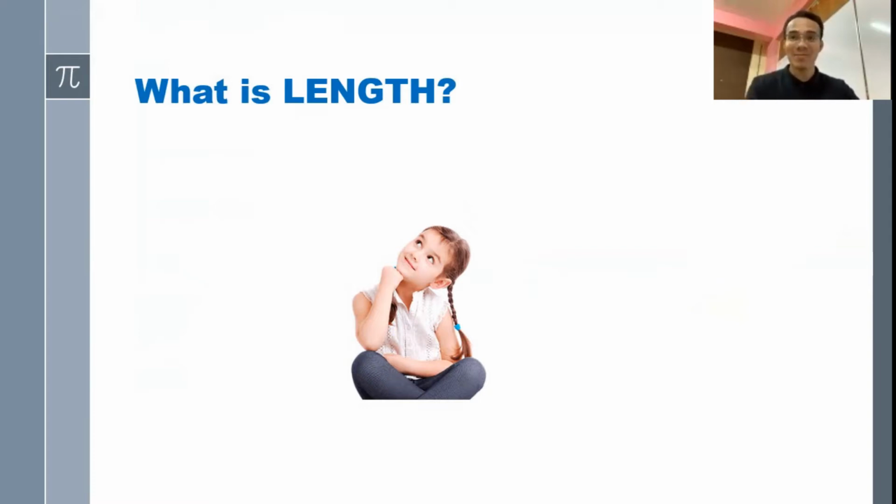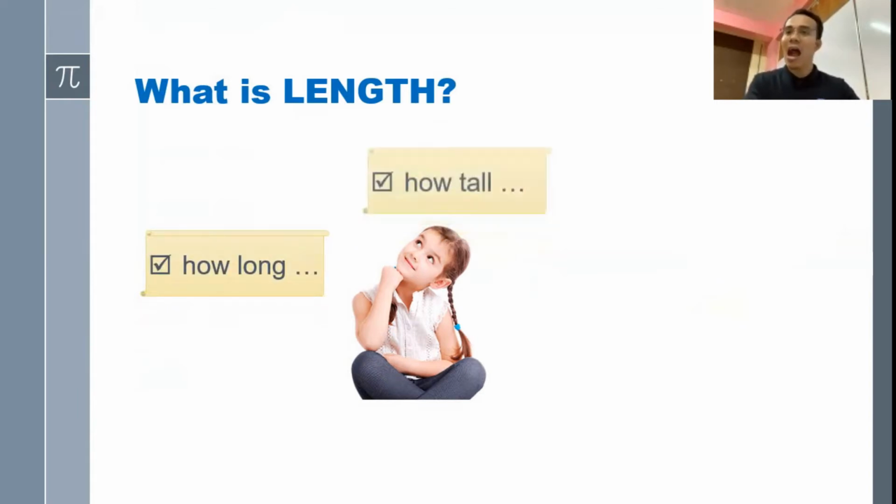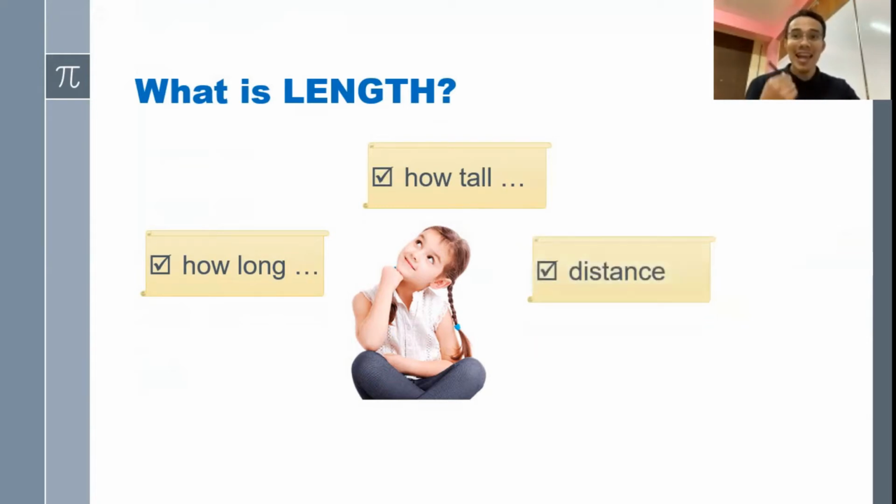Length means how long an object is, how tall a person or a tree is. Length is also a distance from one place to another. These are some of the words that we can think of when we hear the word length.